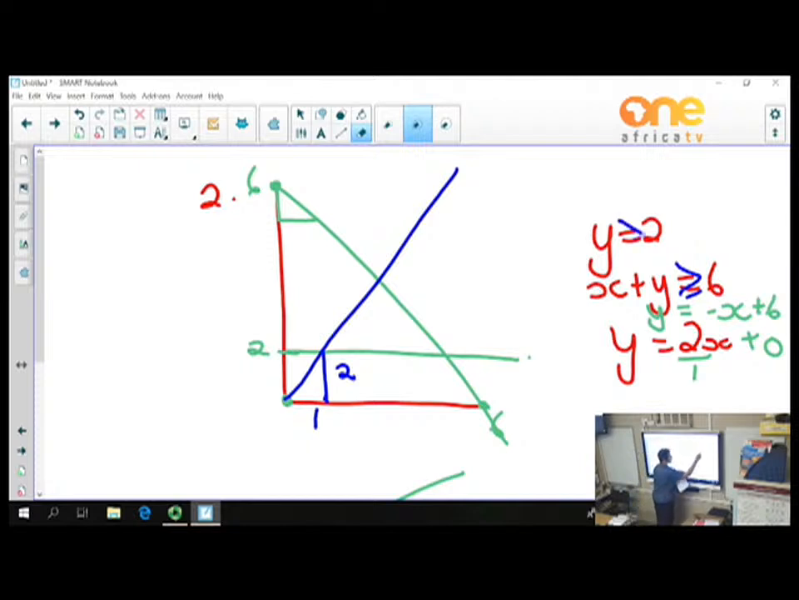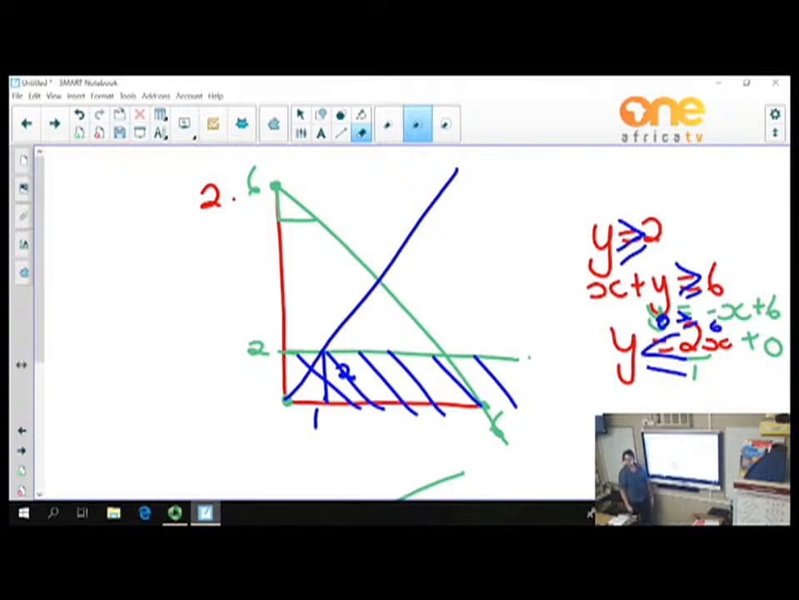So y is more than or equal to 2, and the last one is y less than or equal to 2x. So first we've drawn the lines. Now we need to shade unwanted regions. This is the wanted region, so I'm shading here. If we test this one, is 0 more than or equal to 6? No, that's false, isn't it? So that means for this line, 0, 0 is in the unwanted region. So I'm going to shade here.